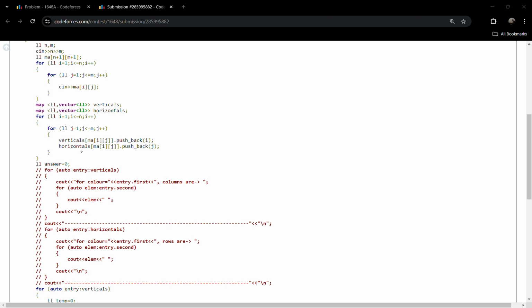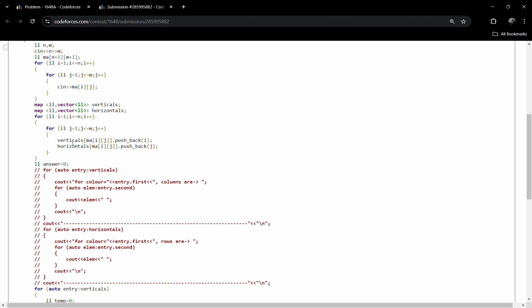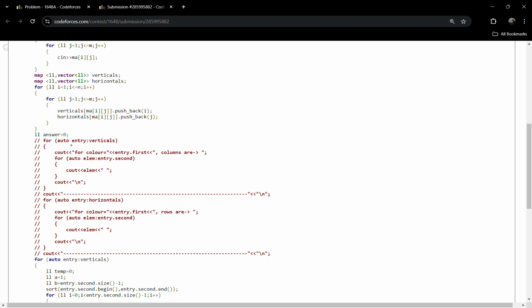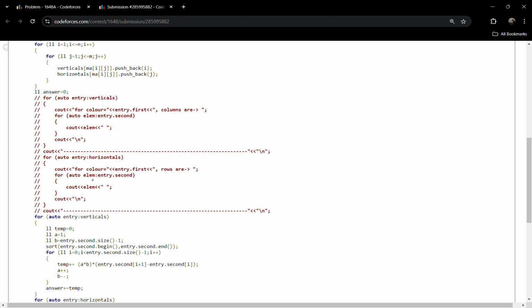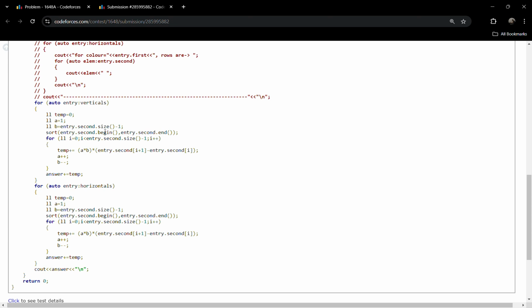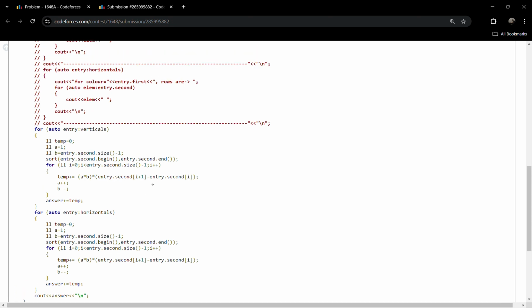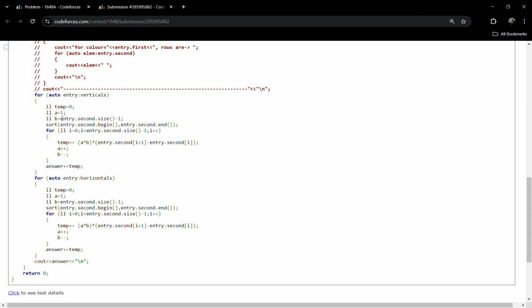sorry for the disturbance, I am storing the x indexes in the horizontals map and y indexes in the verticals map, which have the same entry in those cells. So these are some nice debugging steps I have added. If you want to check by yourself how the code works, initializing the answer variable, and same thing again as per the discussed solution, initializing a to 1 and b to the entry dot second dot size in the verticals map, then sorting that entry. So sorting the entry dot second from beginning to end. Basically entry is the vector which has x or y coordinates according to the corresponding map, which have the same entry in the corresponding cells.